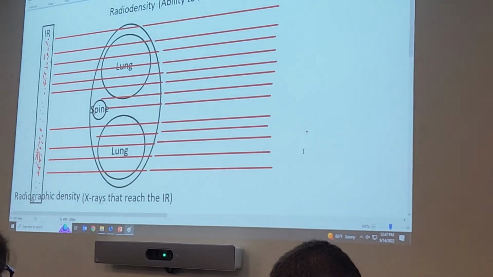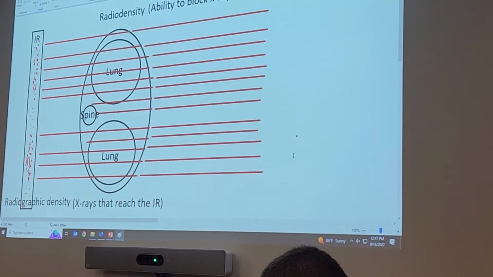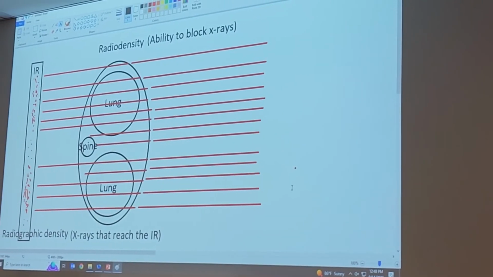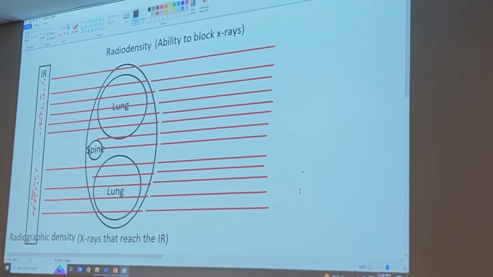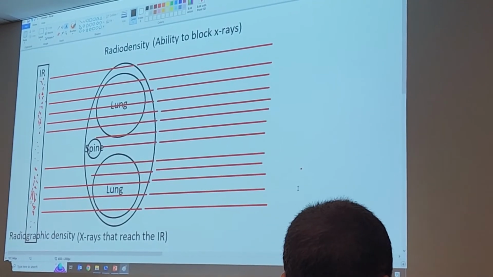So radio density describes the ability of a tissue to block X-rays. Bone, high ability to block X-rays, so it's radio dense. Air, poor ability to block X-rays, it is not radio dense.